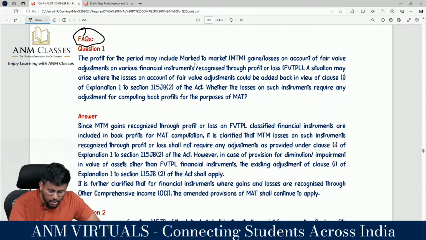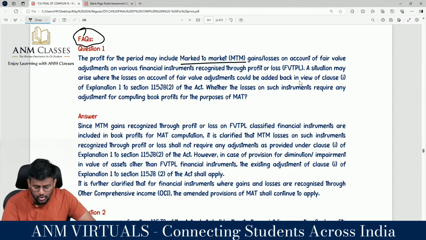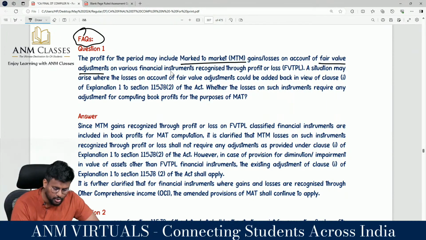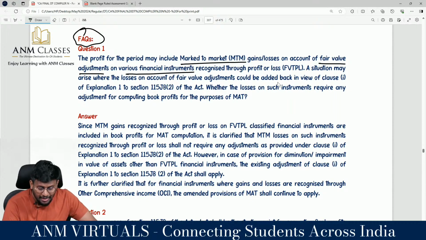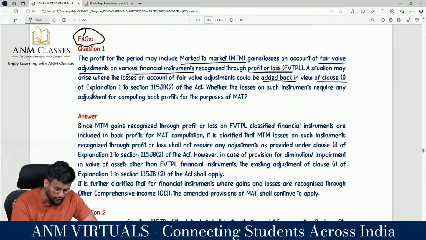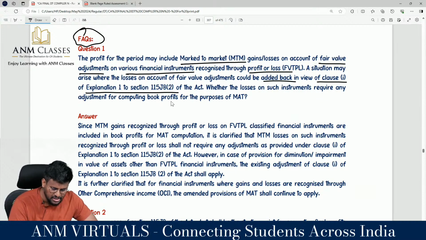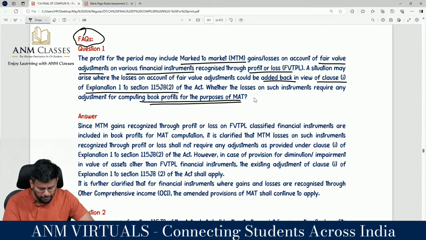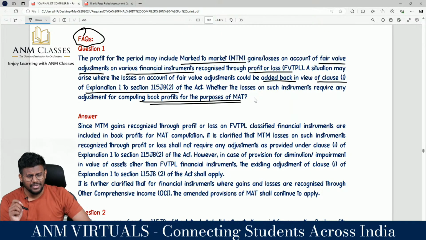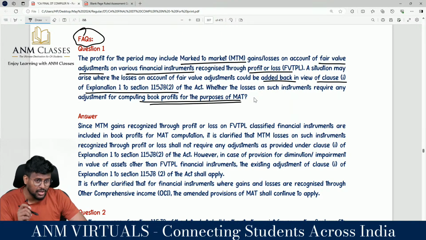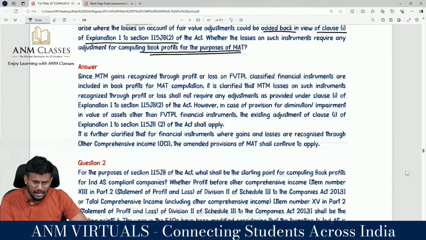Profit for the period may include mark-to-market gain or loss on account of fair value adjustment on account of various financial instruments recognized through profit or loss. A situation may arise where the loss on account of fair value adjustment could be added back in view of clause 1 of explanation 1 to section 115JB subsection 2 of the Act. Whether the losses on such instrument require any adjustment for computing book profit for the purpose of MAT.